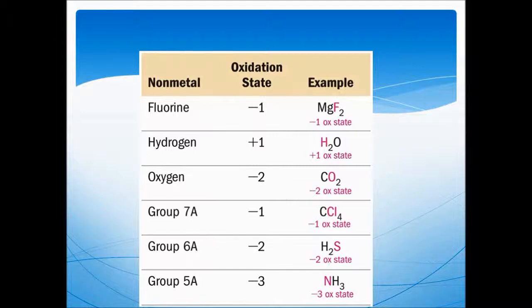Fluorine has an oxidation state of -1, for example, in magnesium fluoride. Hydrogen has an oxidation state of +1. Oxygen has an oxidation state of -2. All group 7 elements have oxidation states of -1. All group 6 elements have oxidation states of -2. And group 5 elements have an oxidation state of -3.